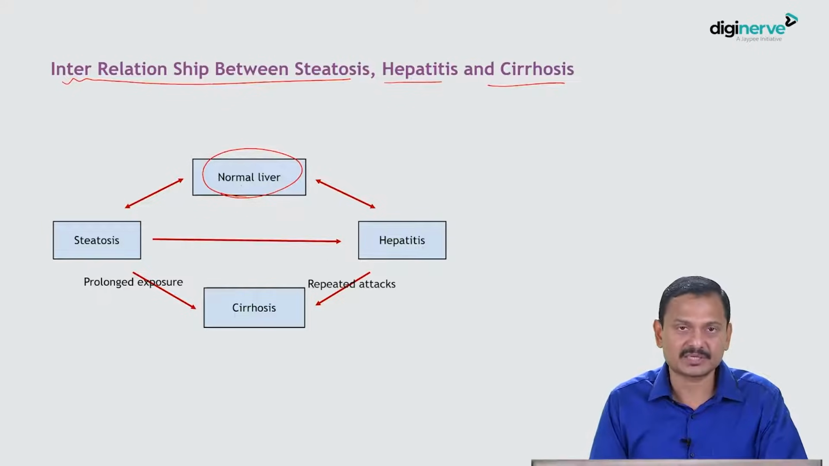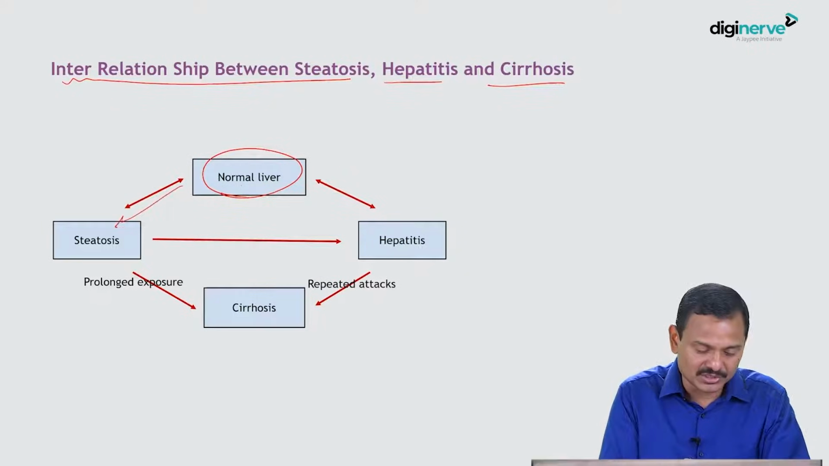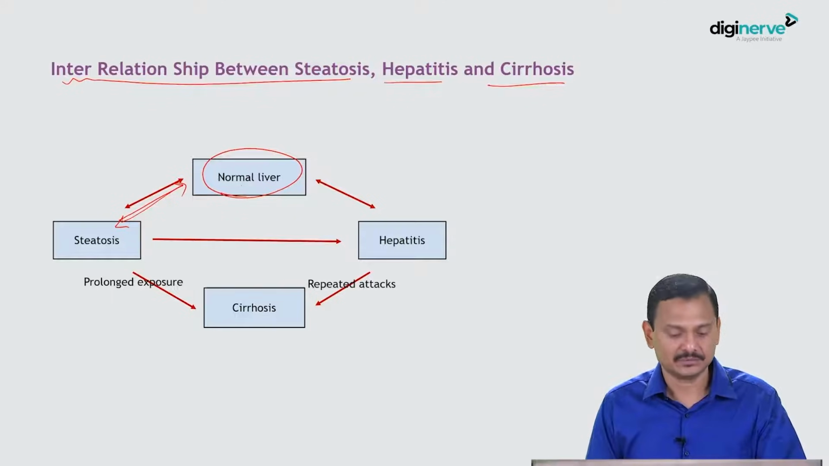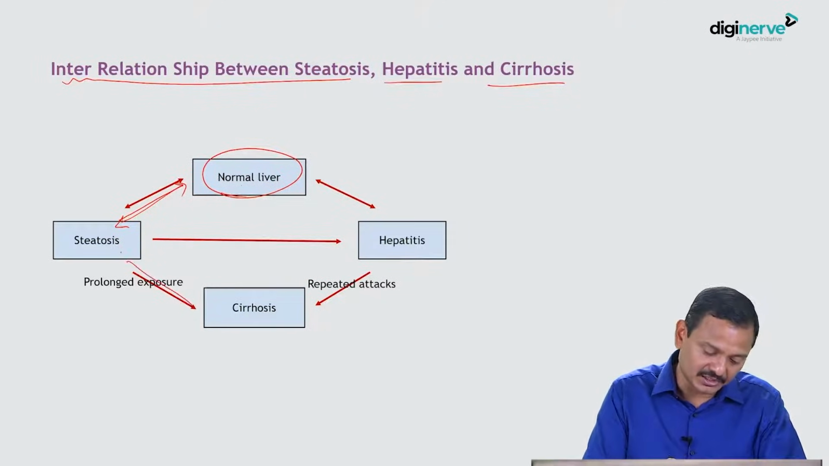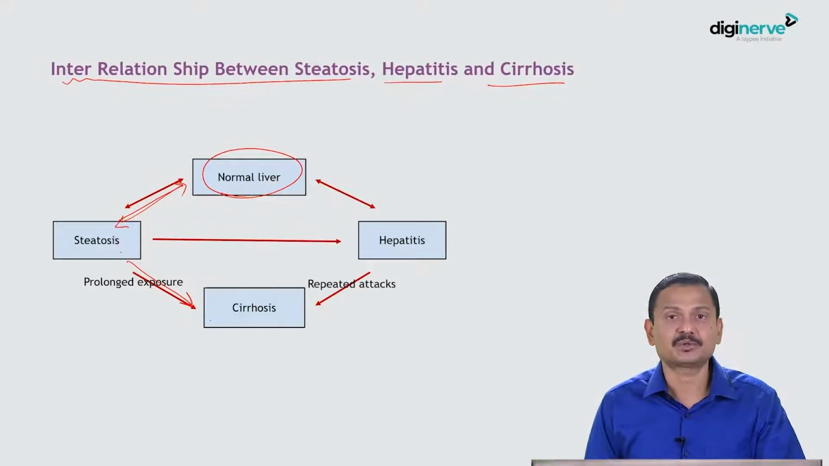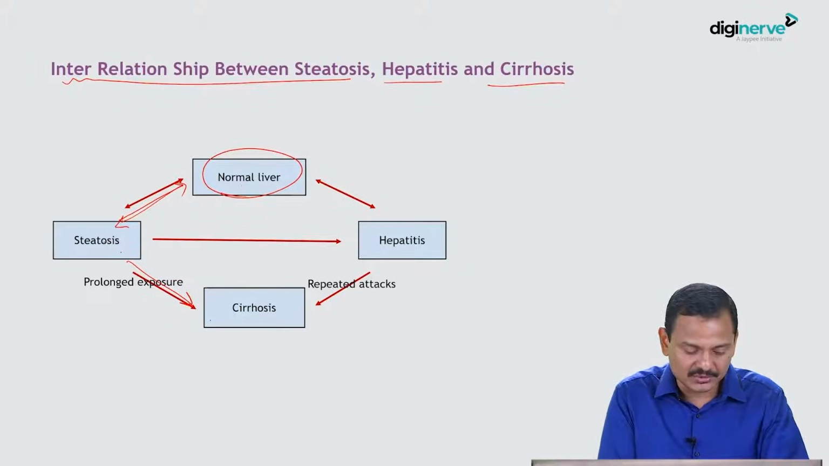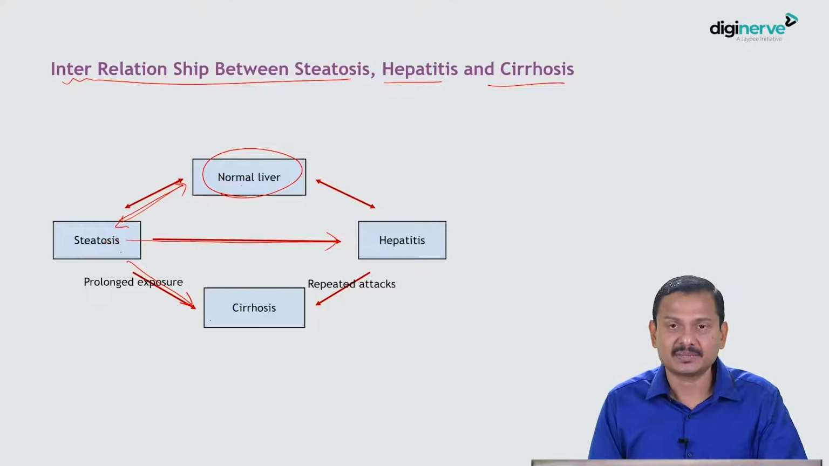A normal liver, if somebody consumes alcohol, can go to steatosis. If the person stops taking alcohol, it reverts back to normal. Now, if steatosis is there and the person continues to take alcohol, it can progress to cirrhosis, or steatosis can go to hepatitis, and then hepatitis or repeated attacks of steatohepatitis will lead to cirrhosis.